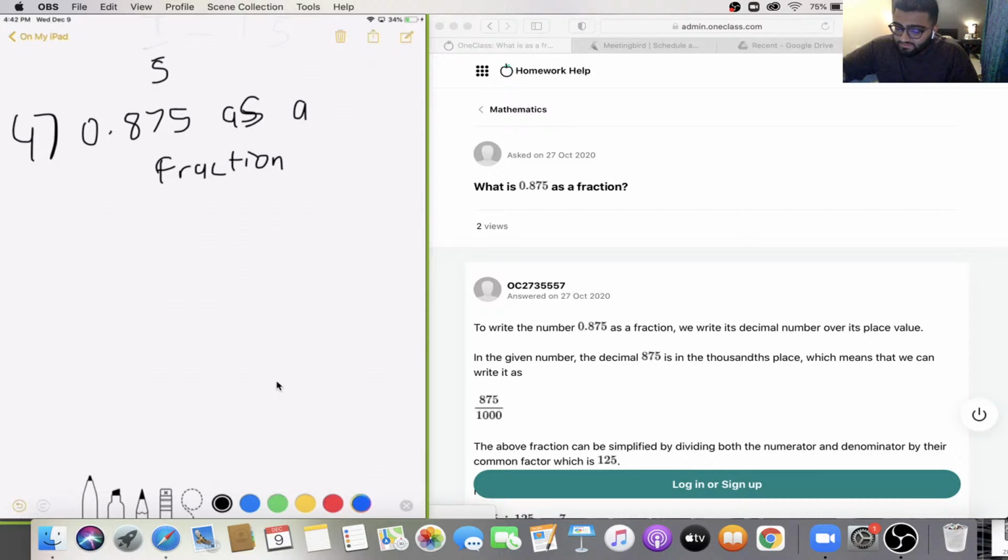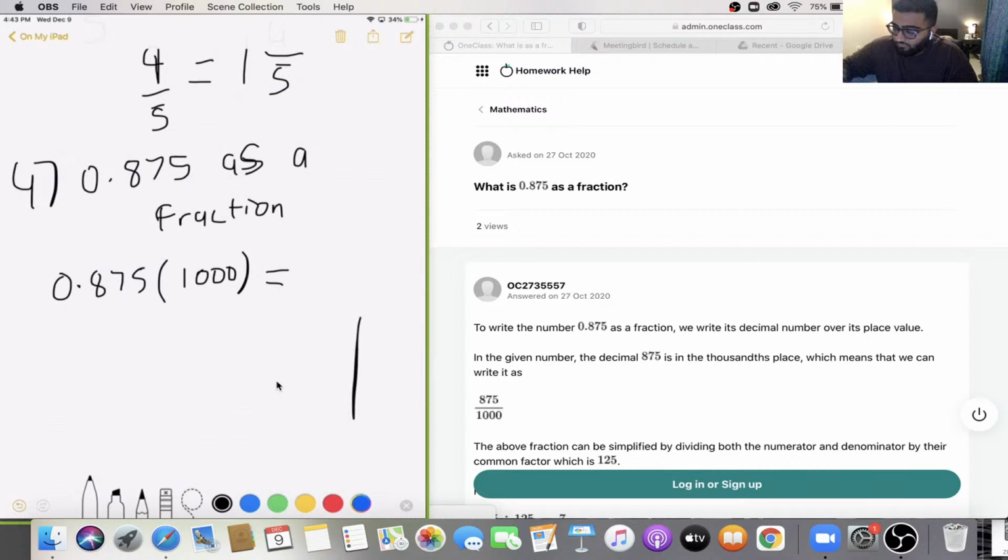This decimal is in the thousandths place, so what we'll first do is turn that into a whole number. 0.875 times 1,000 will give us 875. Then, since we want to write it as a fraction, we'll do 875 over 1,000.